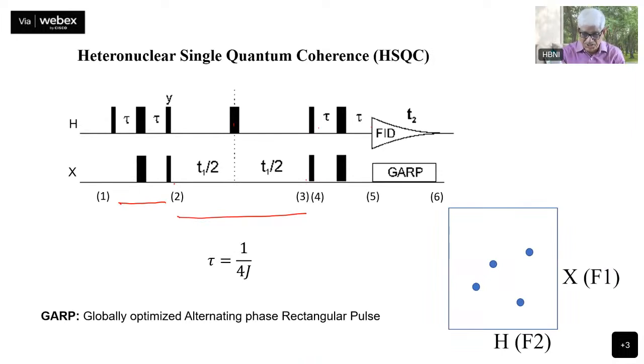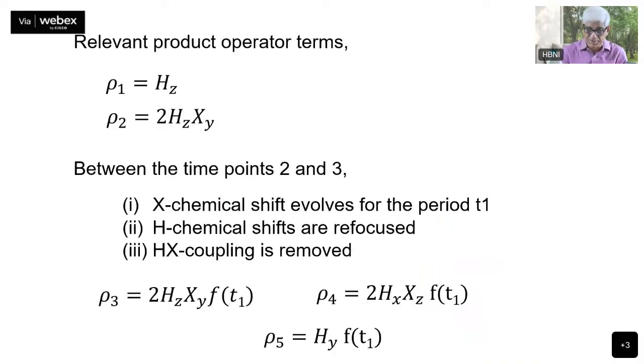the magnetization still remains on X, but it is antiphase with respect to proton, because it has not evolved under the proton X coupling. Therefore, it remains as 2HzXy. However, it has acquired some time-dependent coefficient F(t1), and this comes from the chemical shift evolution. Because during the T1 period, chemical shifts are evolving. So here you see the chemical shifts are evolving during the period. Therefore, a function F(t1), which represents the amplitude of the chemical shift evolution, will remain. So we write here F(t1).